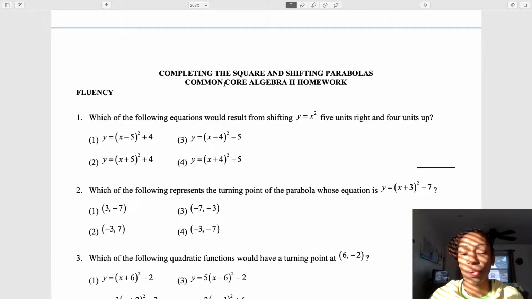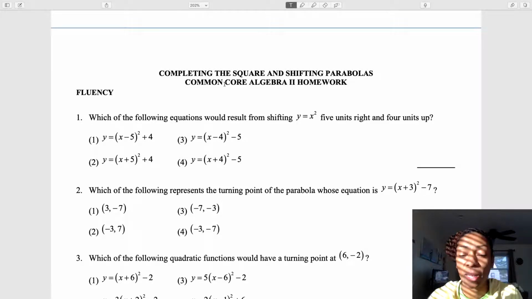Today I'm going to review the fluency questions from the Completing the Square and Shifting Parabolas worksheet from emathinstruction. Number 1. Which of the following equations would result from shifting y equals x squared 5 units to the right and 4 units up?